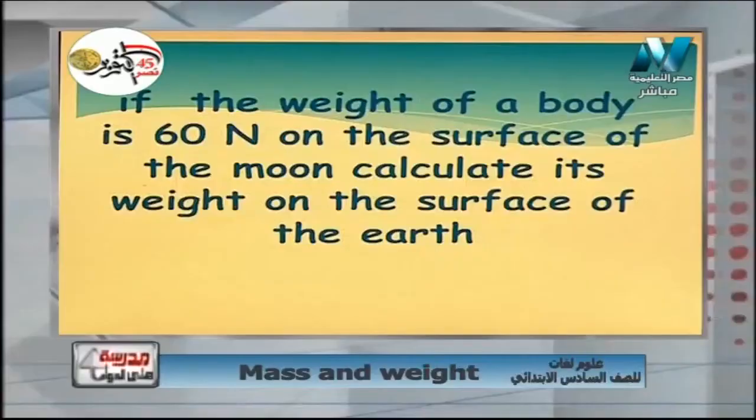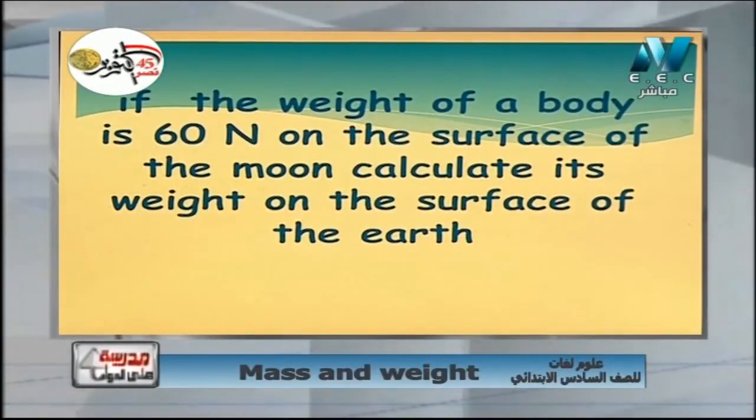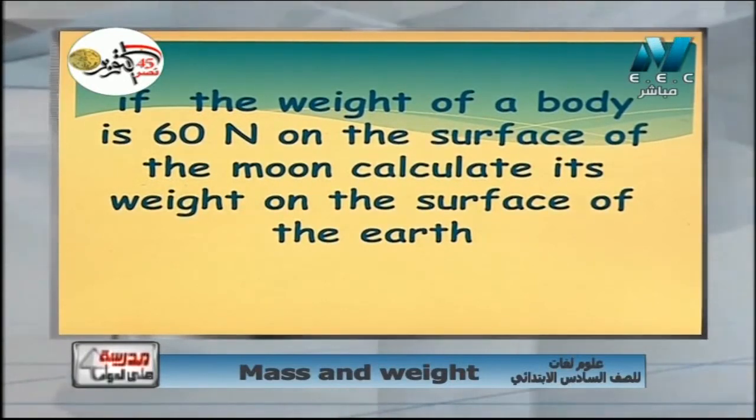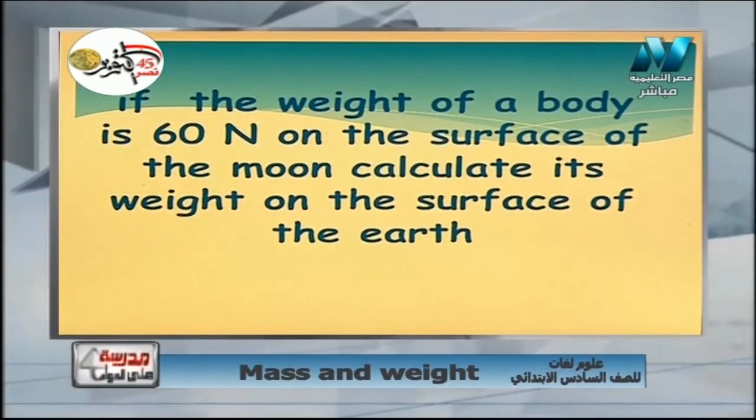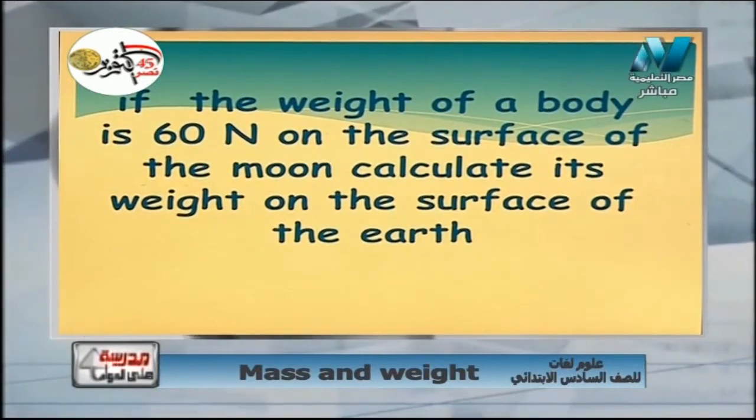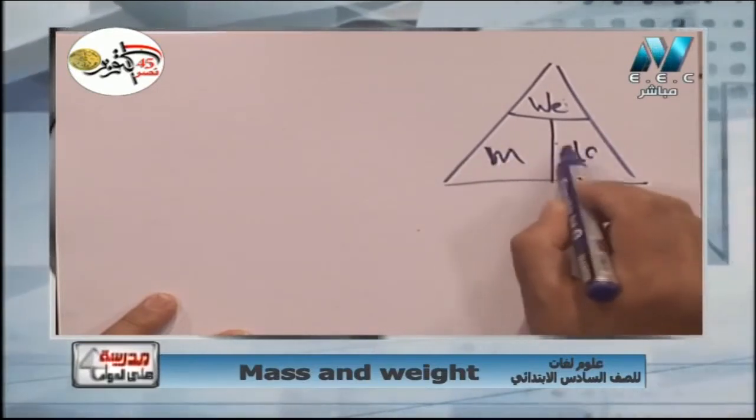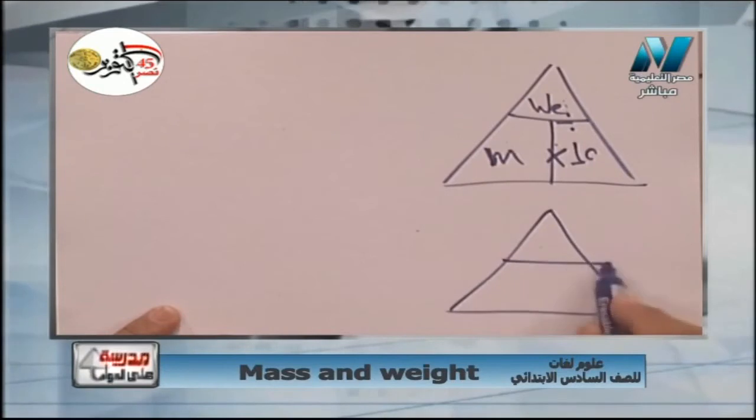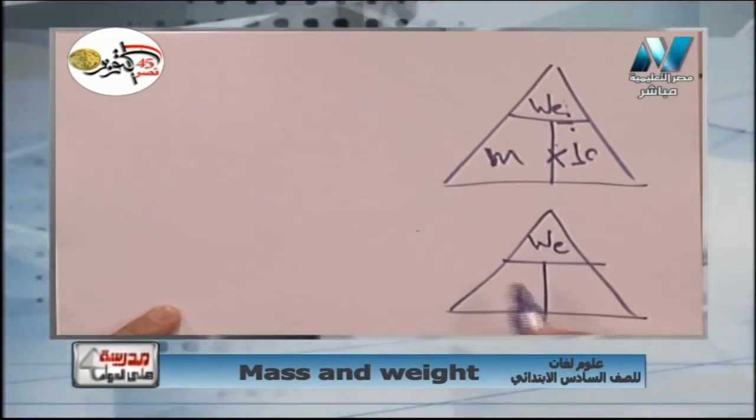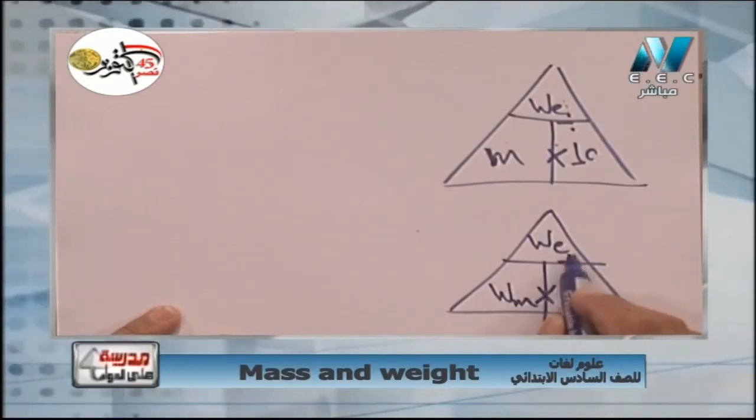Okay, another problem that says if the weight of the body is 60 Newton on the surface of the moon, calculate its weight on the surface of the earth. أول خطوة زي ما اتعلمنا بكتب التو triangle، نكتب مع بعض triangle weight on the earth، نكتب مع بعض mass by 10 and here is divide. second triangle weight on the earth weight on the moon by 6 and here is divide.